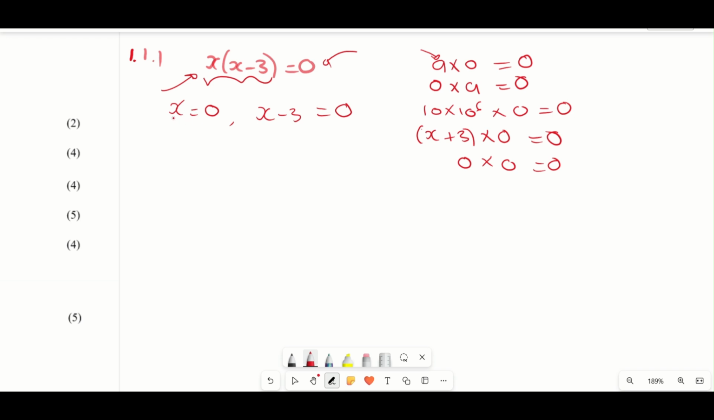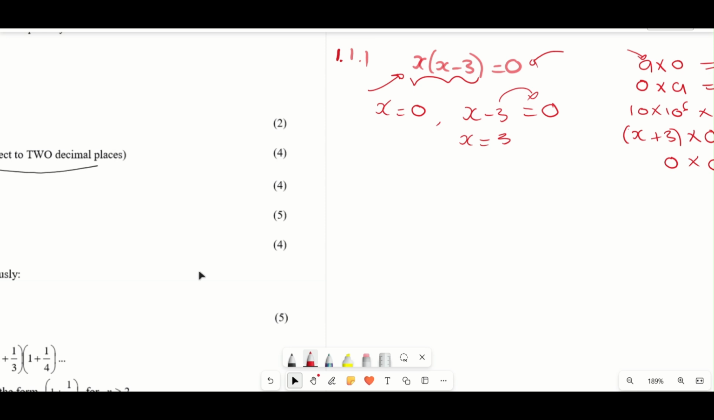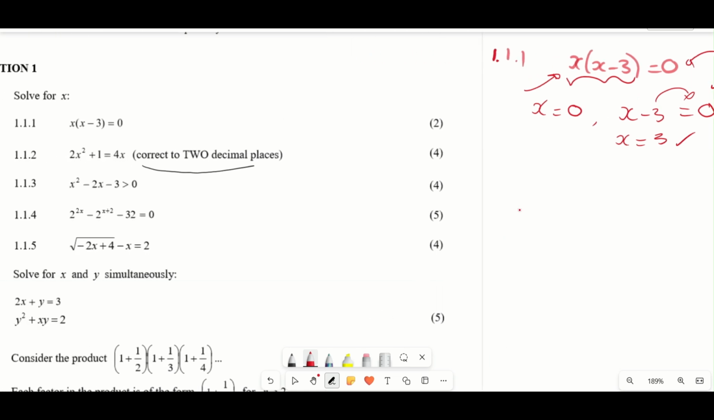In this case x is equal to 0, and then here if we solve for x, if we transpose the 3 to this side, then we have x equals 3. As easy as that. That's your 2 marks there. Your first mark will come there, and then your other mark will come here.